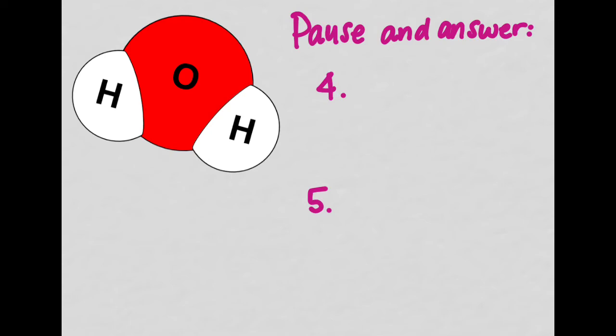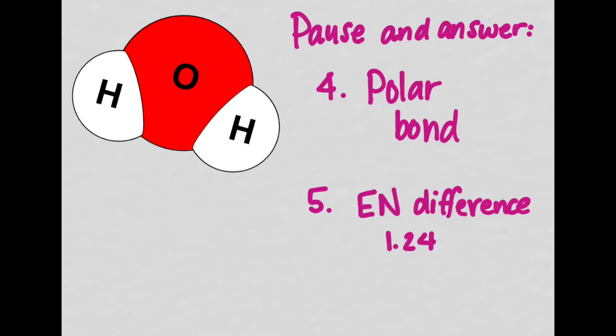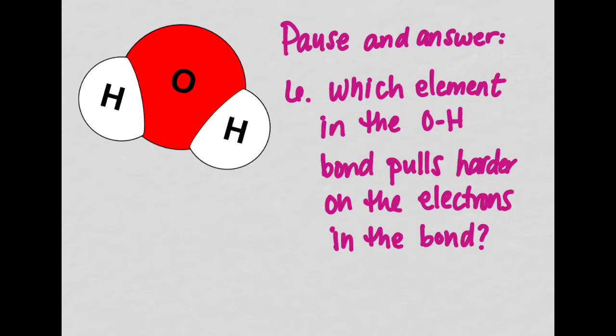Let's check our answers. We know that the bond between oxygen and hydrogen is polar covalent, so it is a polar bond. And we know because the difference in electronegativity between oxygen and hydrogen is greater than 0. In fact, it's 1.24. Next question. Okay, pause and answer number 6. What element in the OH bond pulls harder on the electrons in that bond? Take a second to answer this and we'll check our answer.